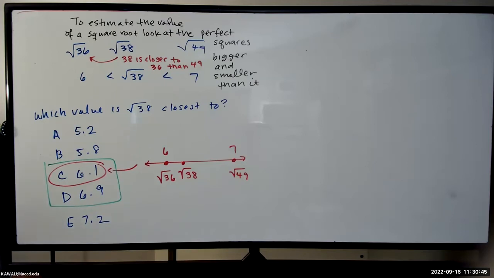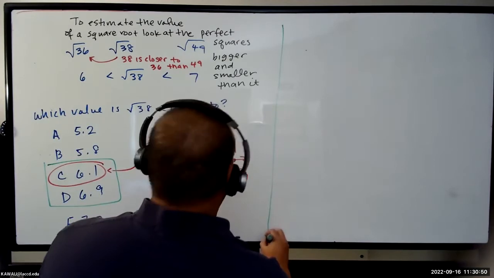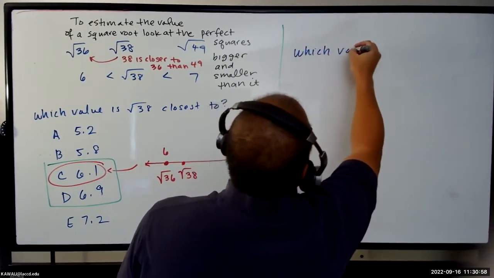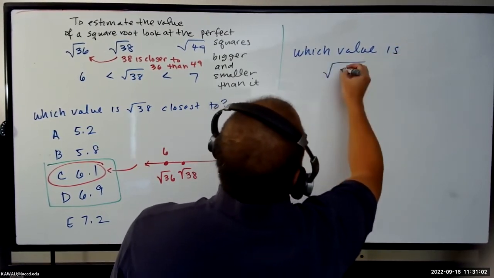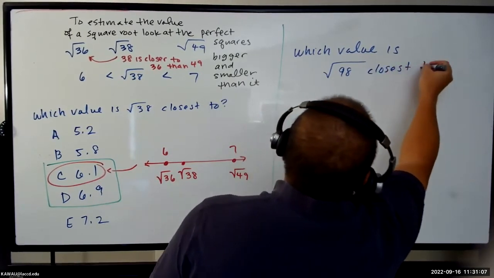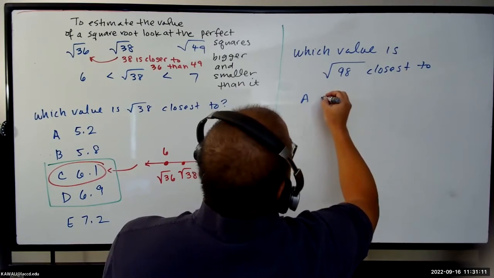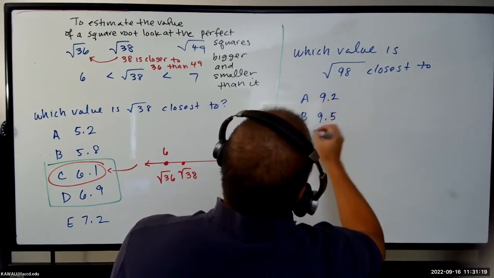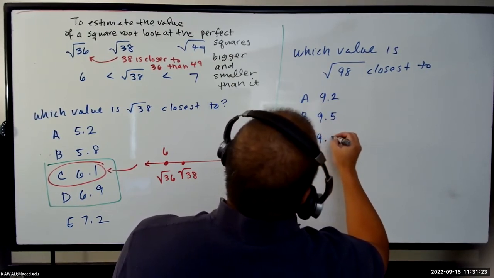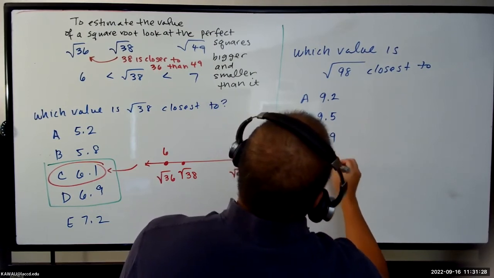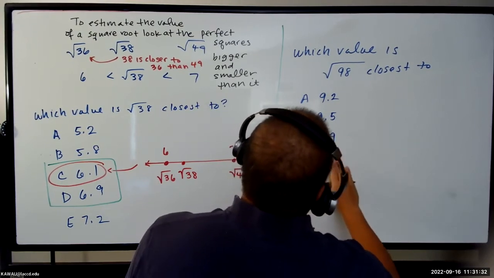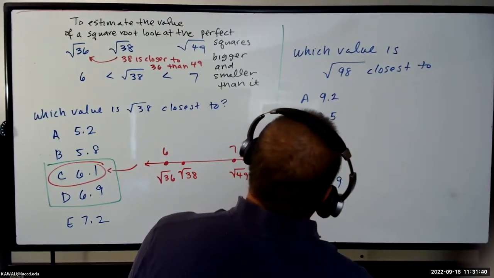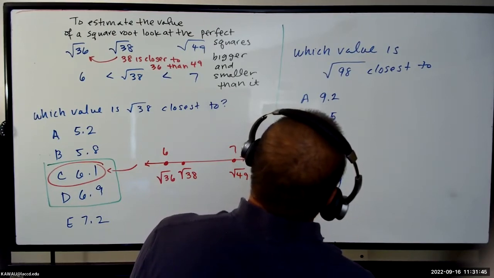Okay, let's try that again. Which value is square root of 98 closest to? Let's do that.